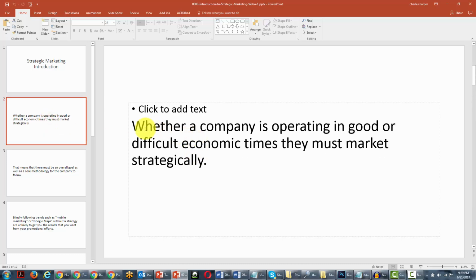So you want to look at each slide. For example, you're seeing here that this slide says whether a company is operating in good or bad economic times. You want to determine which of these keywords you're going to try to display with a visual. Are you going to use a picture or are you going to use words? You want to get a good sense of what that's going to be ahead of time.